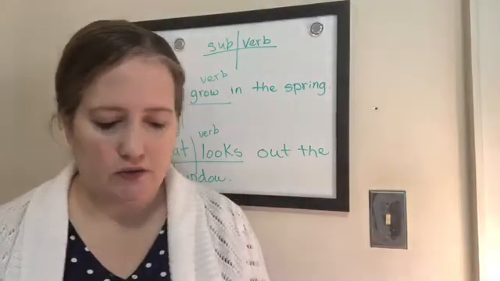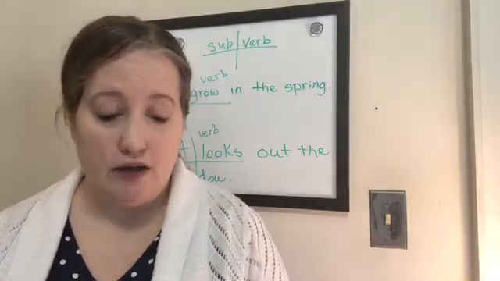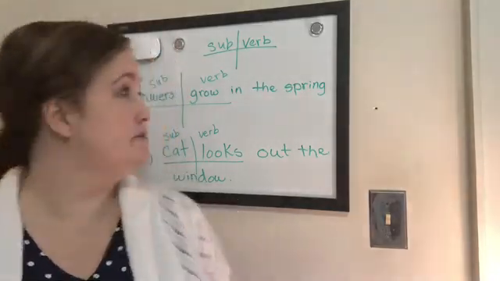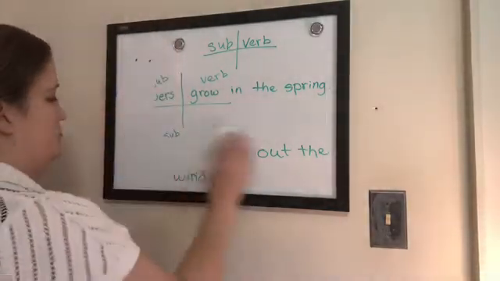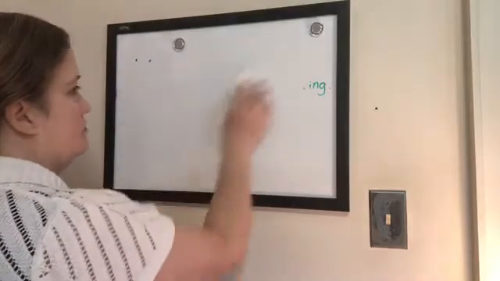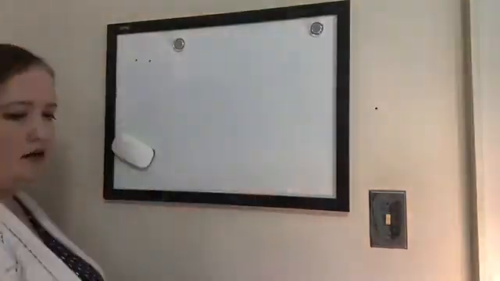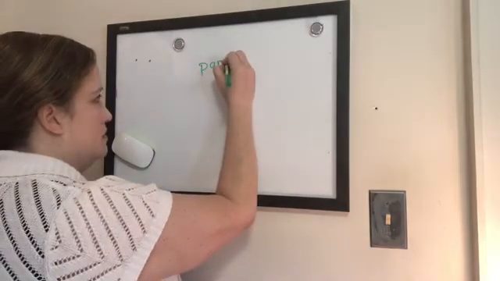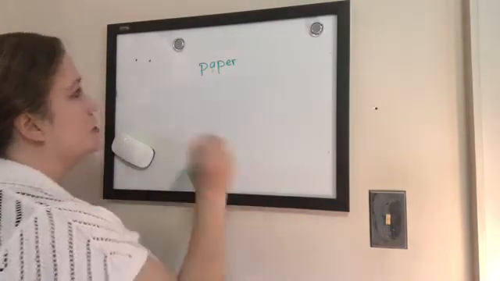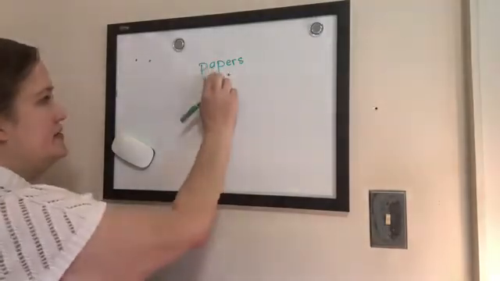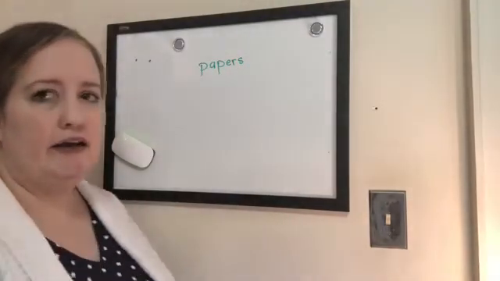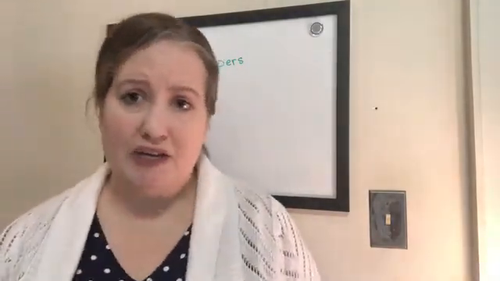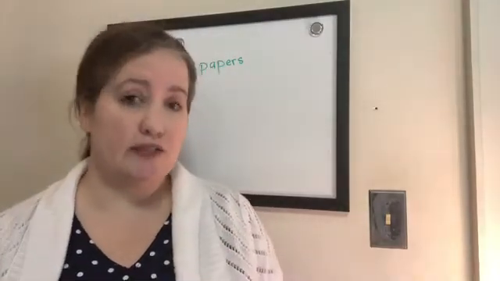We're going to talk about making nouns plural. A lot of times you can make a noun plural by just adding s. For example, papers. Paper, if I want to make it papers, I just add an s. Easy enough. You cannot add s to everything and have it be correct if you want it to be plural.